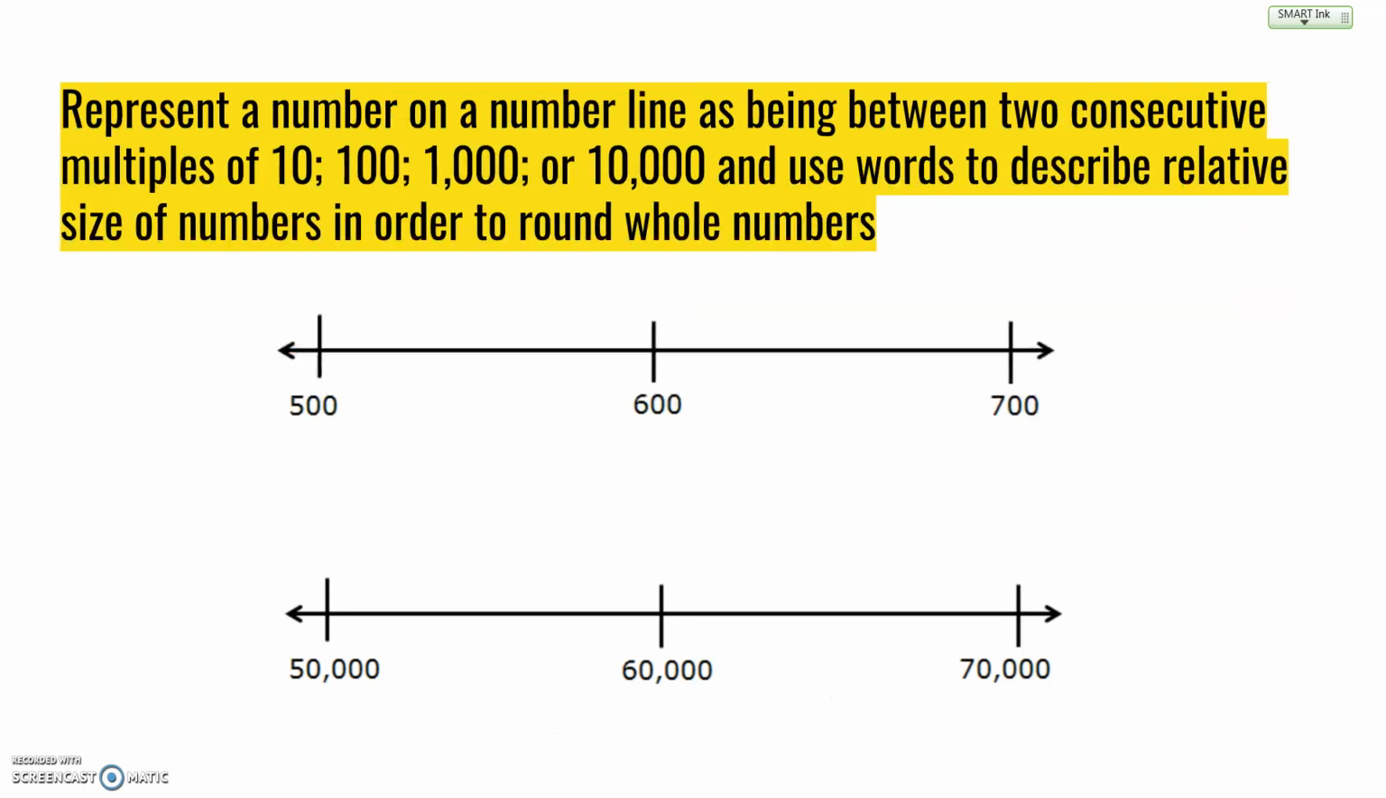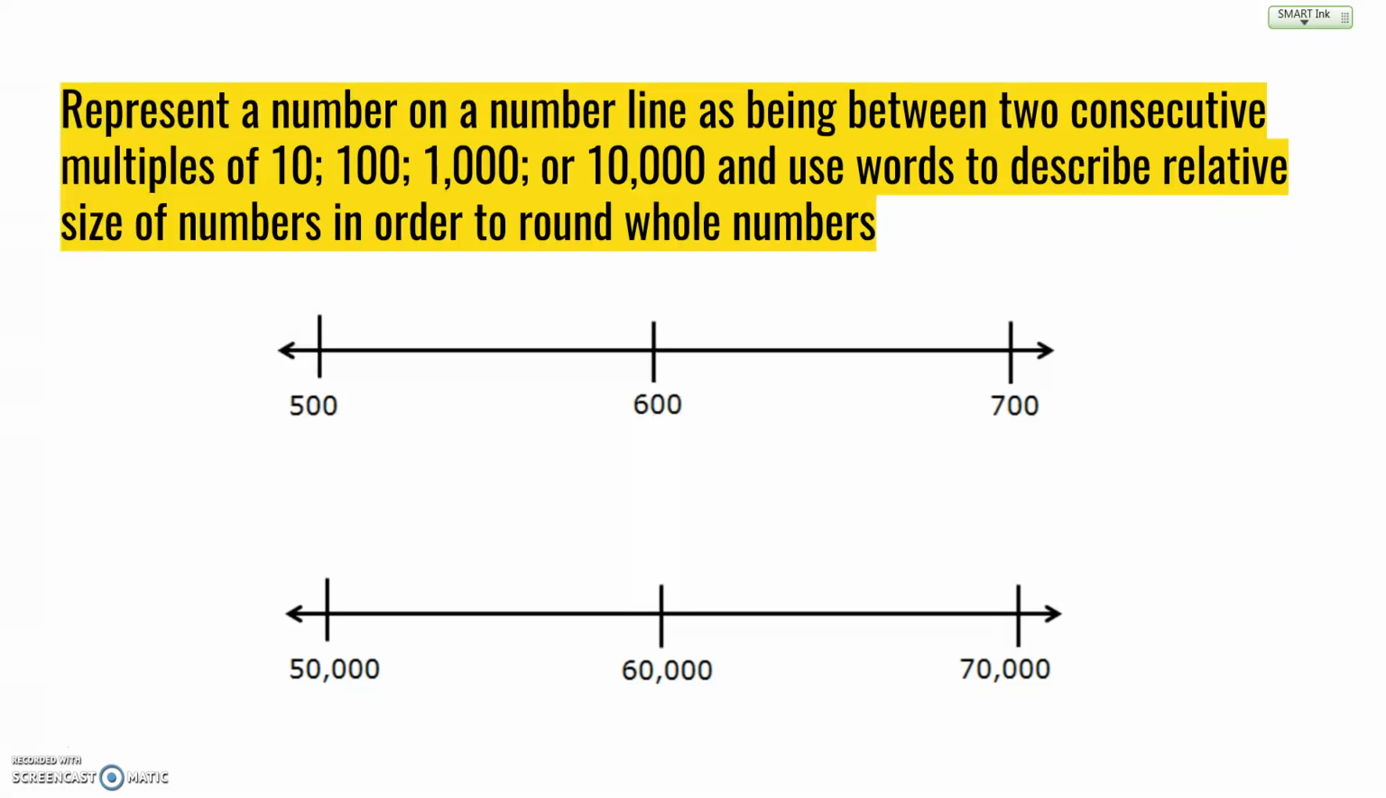They also need to be able to represent a number on a number line as being between two consecutive multiples of 10, 100, 1,000, or 10,000, and use words to describe the relative size of numbers in order to round whole numbers. And in the past, we've tried teaching students to underline a digit and then circle it. And the problem is that they're just trying to memorize steps and they forget it very easily. And they don't really understand what they're doing with rounding. So this is designed to really get them to understand the concept of what rounding is and how we do it.